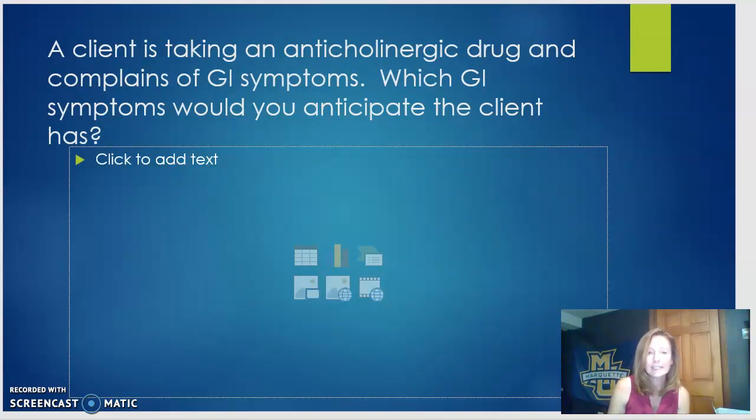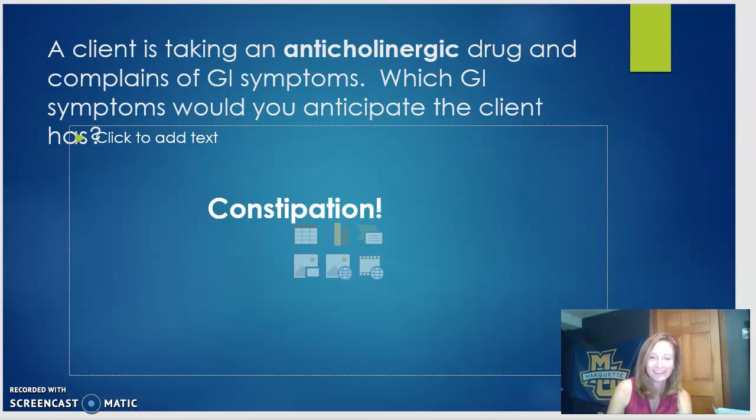So a client is taking an anticholinergic drug and complains of GI symptoms. Which GI symptom would you anticipate the client has? Again, stop your video and think about it. What would it be? Constipation? Diarrhea? Are you back? Do you have an answer? Excellent. Constipation. You're absolutely right.